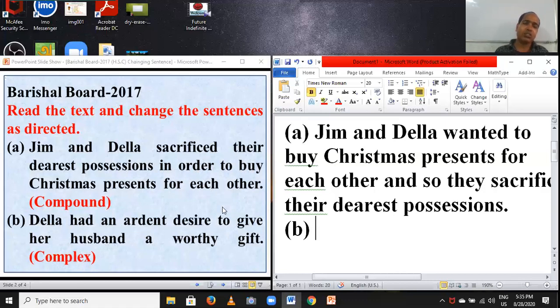Only one rule is used between two sentences. Students, first you have to write: Della had an ardent desire to give her husband a worthy gift. Why are we changing it into complex?